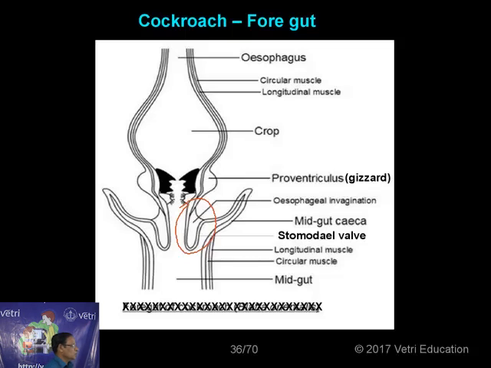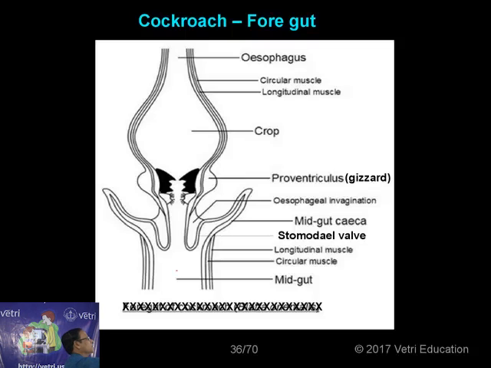And this is what is known as the stomodeal valve. The membranous projection of the esophagus into the midgut is called the stomodeal valve, to increase the surface area for digestion as well as absorption. Here we have the gizzard, with an outer thick circular muscle and six chitinous plates for grinding the food. Then we have an invagination formed by the esophageal membrane, and that is called the stomodeal valve. Now it is followed by the midgut.